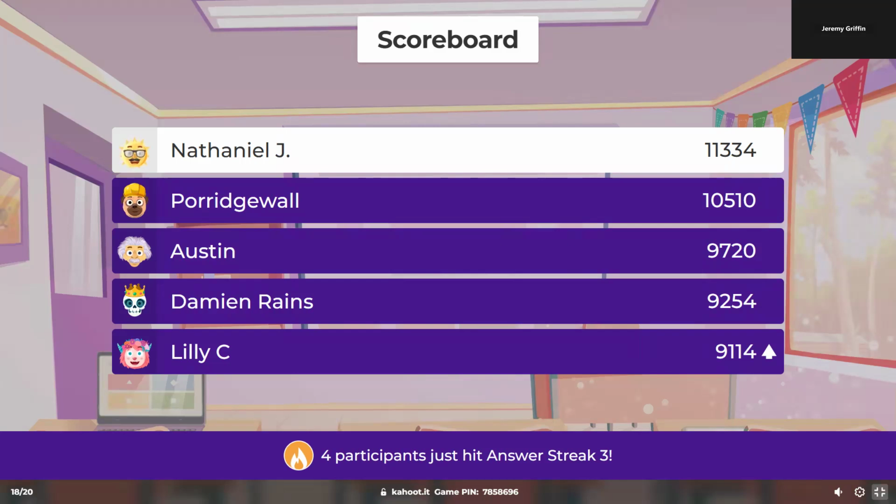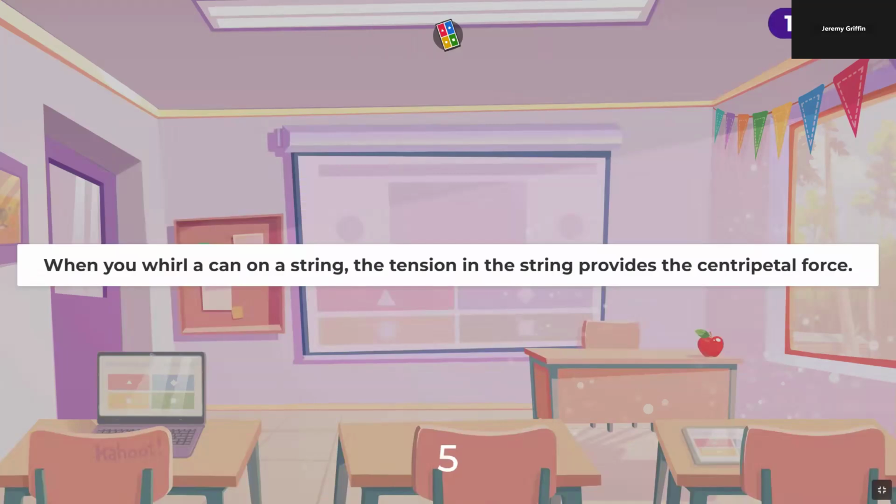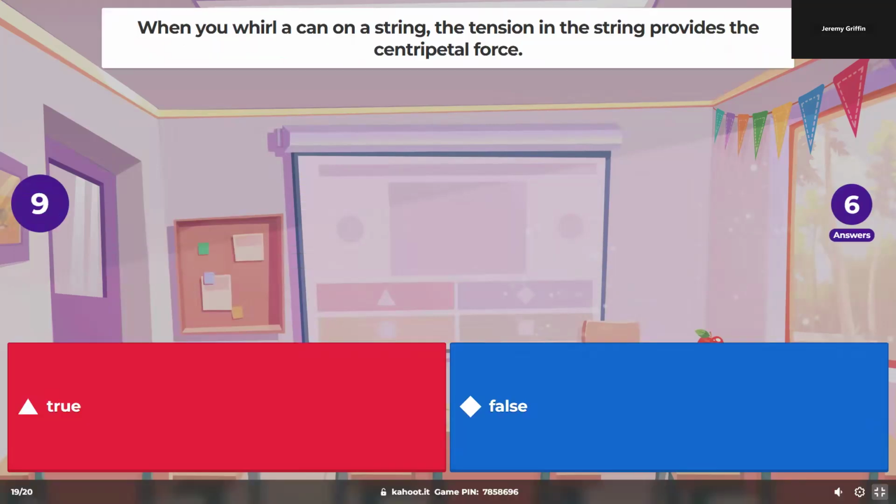Lily, C, Damian Reigns, Austin, Porchball, Nathaniel J. You whirl a can on a string. The tension in the string provides the centripetal force to keep the can in a circle.